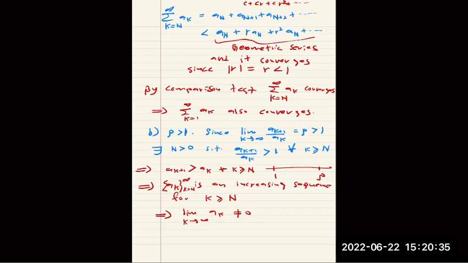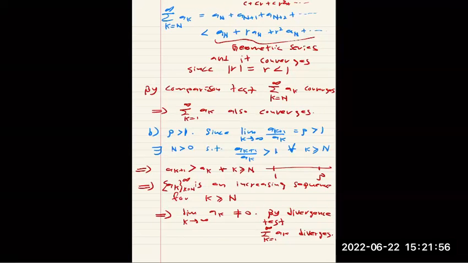What does that tell you? Now, by the divergence test, this series, the sum from k equals 1 to infinity of a_k, diverges. That's because this limit is not equal to 0. Okay, all right. That completes part B, the proof of part B.